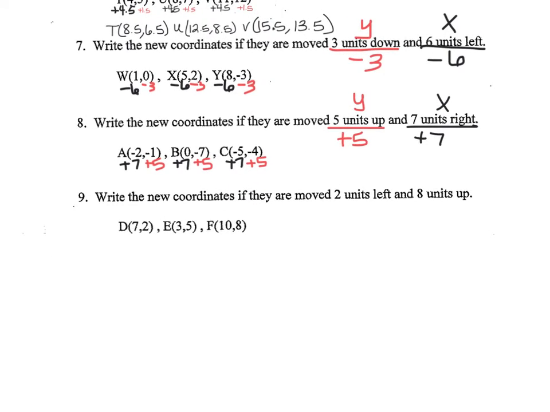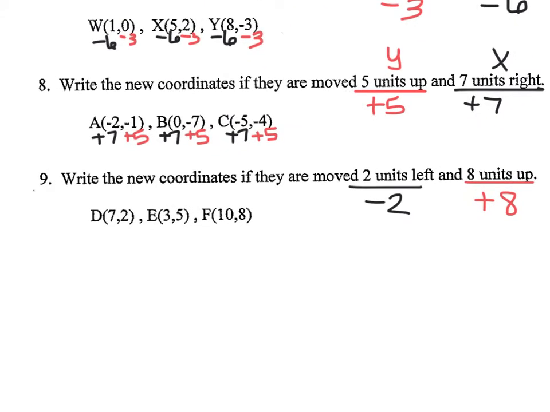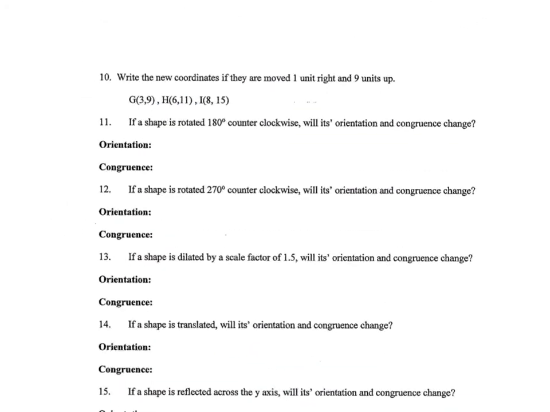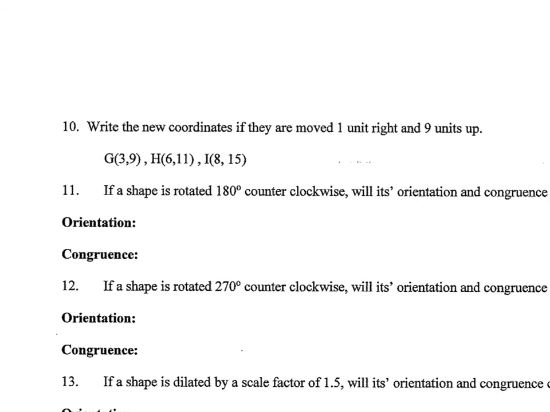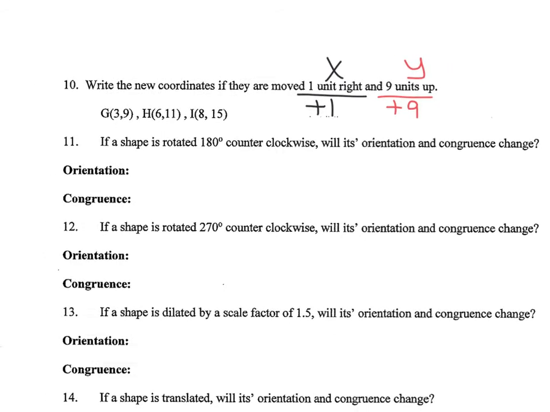Number 9 is normal. 2 units to the left. Going to the left is negative. And then 8 units up. Going up is a positive thing. Plus 8 on my y's, minus 2 on the x's. Number 10 is nice. They gave you the x value first, then the y, and they're both positive, going to the right and going up.